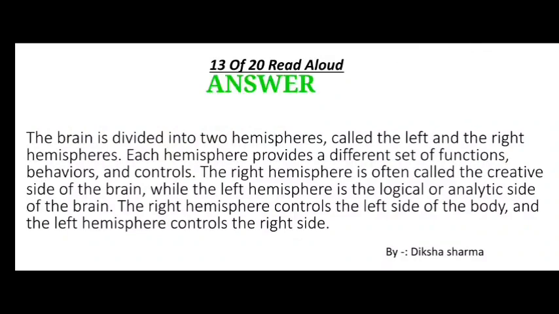The brain is divided into two hemispheres, called the left and the right hemispheres. Each hemisphere provides a different set of functions, behaviors, and controls. The right hemisphere is often called the creative side of the brain, while the left hemisphere is the logical or analytic side of the brain. The right hemisphere controls the left side of the body, and the left hemisphere controls the right side.